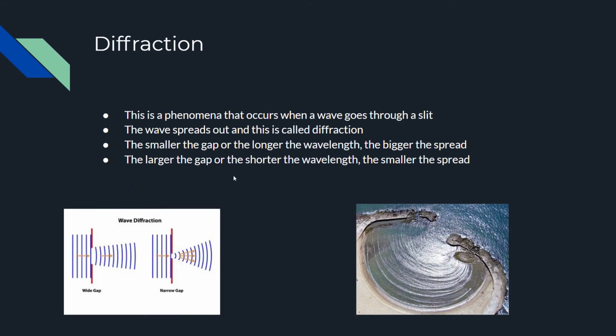Diffraction. This is a phenomenon that occurs when a wave goes through a slit and the wave spreads out, and this is called diffraction. The smaller the gap and the longer the wavelength of the wave, the bigger the spread. And the larger the gap or the shorter the wavelength, the smaller the spread.